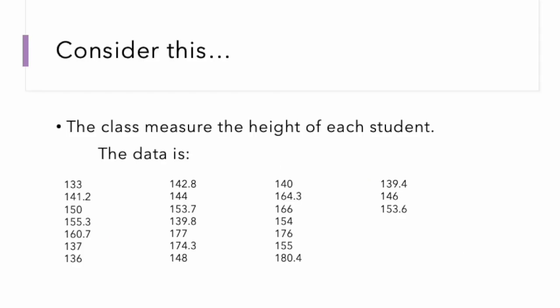The class are trying to measure the height of each student, and the data has been collected in 4 columns here, which is randomly ordered based on how the data came in. There's no order to it, there's no rhyme or reason. The tricky thing about this is it's hard for us to see patterns in the data, so we're going to try and organise it in a way that's going to help us see the relationship between these numbers.